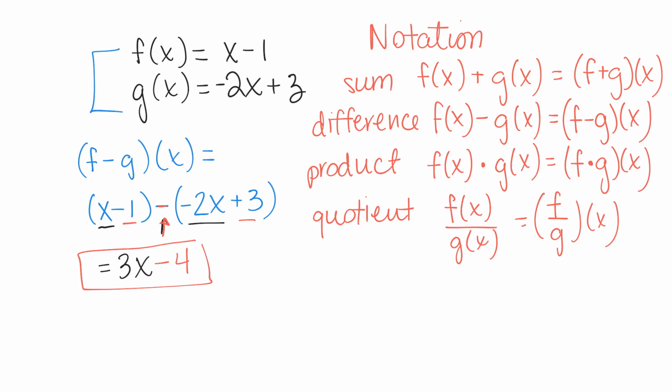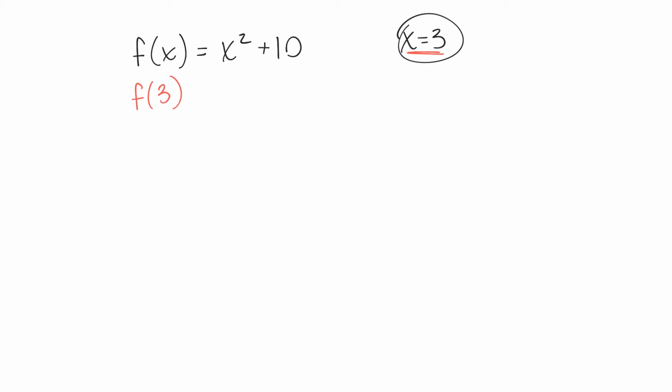Now, the other piece of notation that we want to look at is when we substitute in a number. So if we substitute in a number, it's going to look something like this. Like right now, we know that if we have f of x equals x squared plus 10, let's just say. And if I tell you I want x to be 3, if I want you to substitute in x equals 3, you would write f of 3, and that 3 means that you're going to replace the x with a 3.